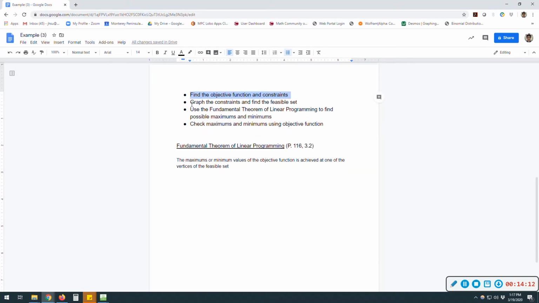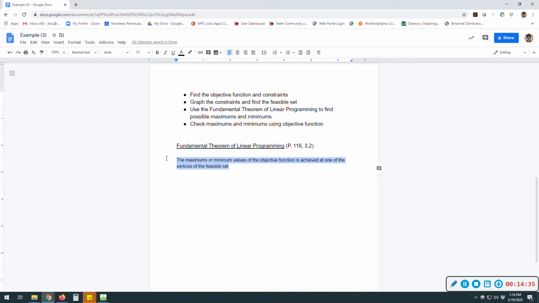We want to graph the constraints and find the feasible set, the solution set. And then we want to use the fundamental theorem of linear programming to find the possible maximums and minimums. The fundamental theorem, which is on page 116 of the book, says that the maximum or minimum of the objective function is achieved at one of the vertices of the feasible set.